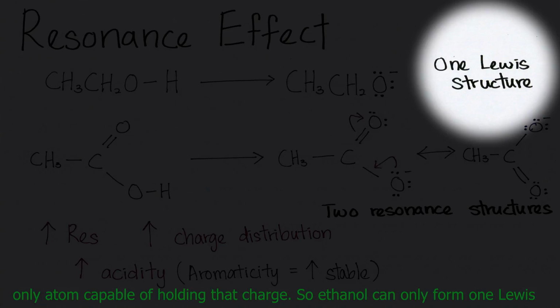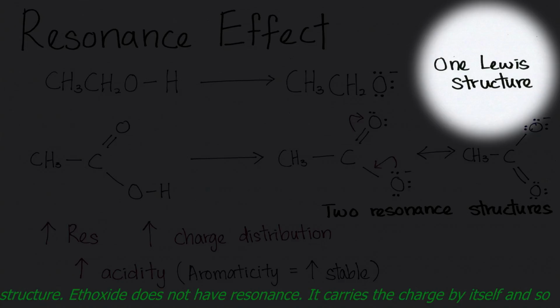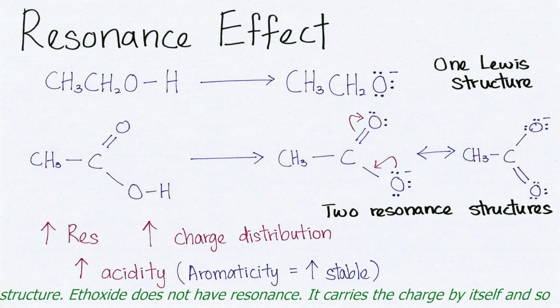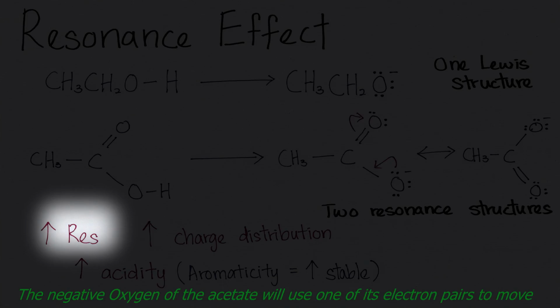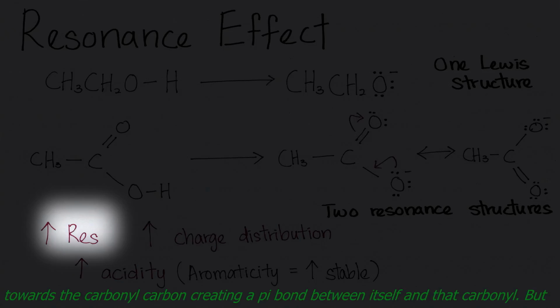So ethanol can only form one Lewis structure. Ethoxide does not have resonance. It carries the charge by itself, so it's less stable, and if it's less stable, it comes from the weaker acid. The negative oxygen of the acetate will use one of its electron pairs to move towards the carbonyl carbon, creating a pi bond between itself and that carbon.